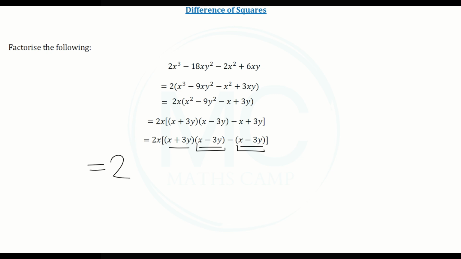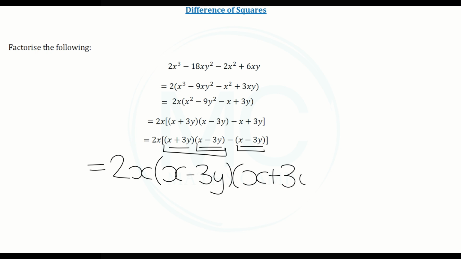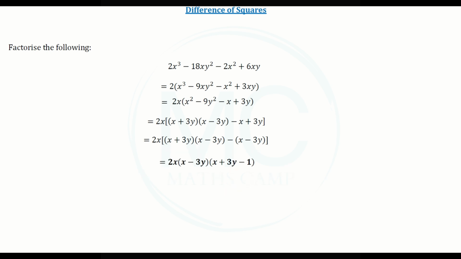So we're going to say 2x, then our bracket of x minus 3y. In this term over here, we are left with the bracket x plus 3y. Then we have a minus sign. Here we are dividing by x minus 3y. And remember, when you divide anything by itself, you're left with 1. So we can say minus 1. And we have now factorized this expression.